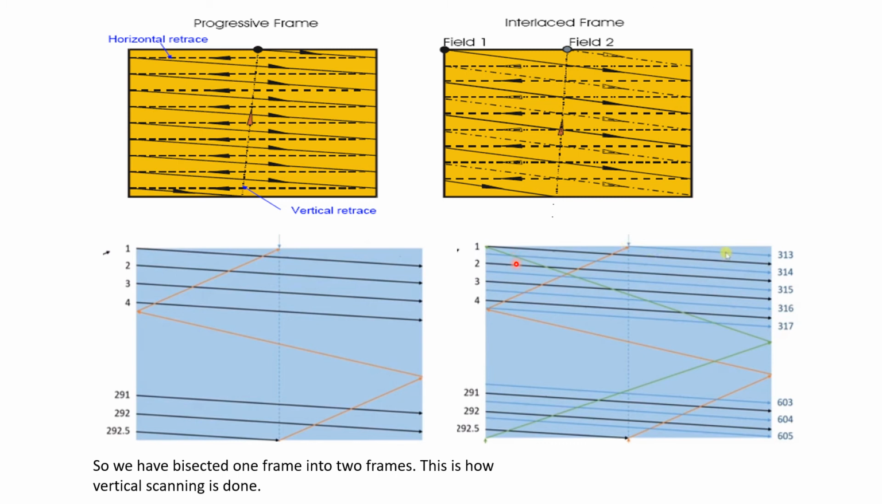So what we have done is divide the whole of the 625 lines into two portions; that is, we have bisected a single frame into two fields. This is how the vertical scanning is now being done. There are a total of 625 lines, we have divided to 312.5, and in each, 292.5 lines are being scanned, and in each case the 20 lines remain inactive, during which the vertical retrace occurs. In this case also you can see the vertical retrace occurring. So this is how the interlaced scanning is occurring.